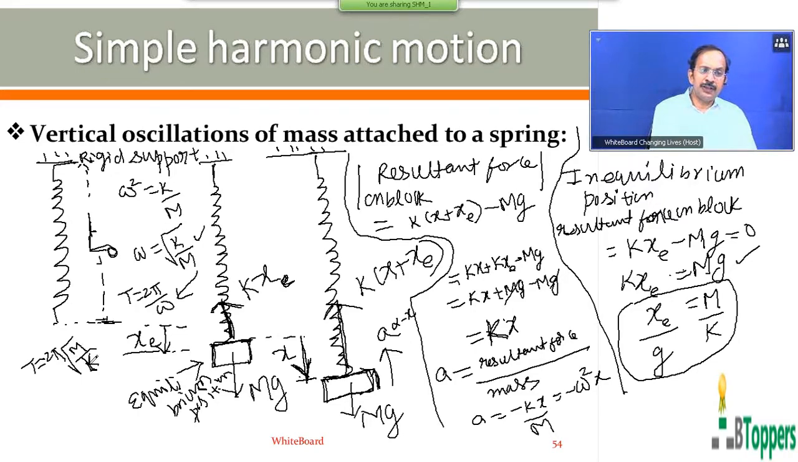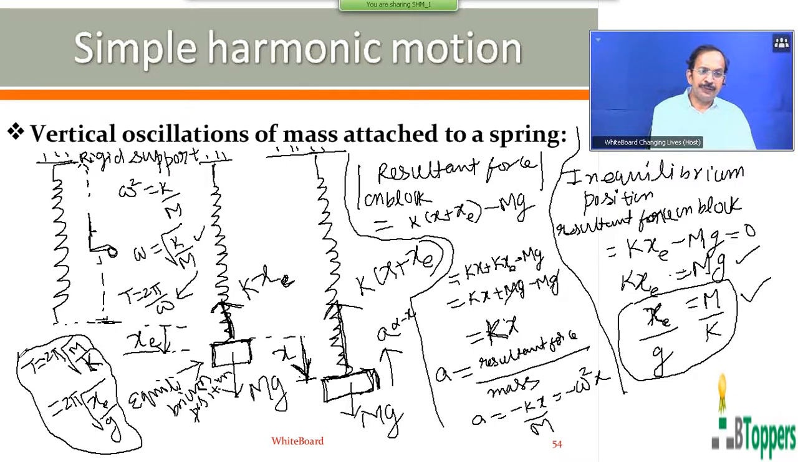This is the same formula I have discussed even in the case of horizontal oscillations of mass attached to the spring. But in some of the problems, in vertical oscillation of mass attached to the spring, we write m by k equal to xe by g. You may not be given the mass m or the elastic force constant of the spring. You may be directly given the value of xe. You can write m by k equal to xe by g.